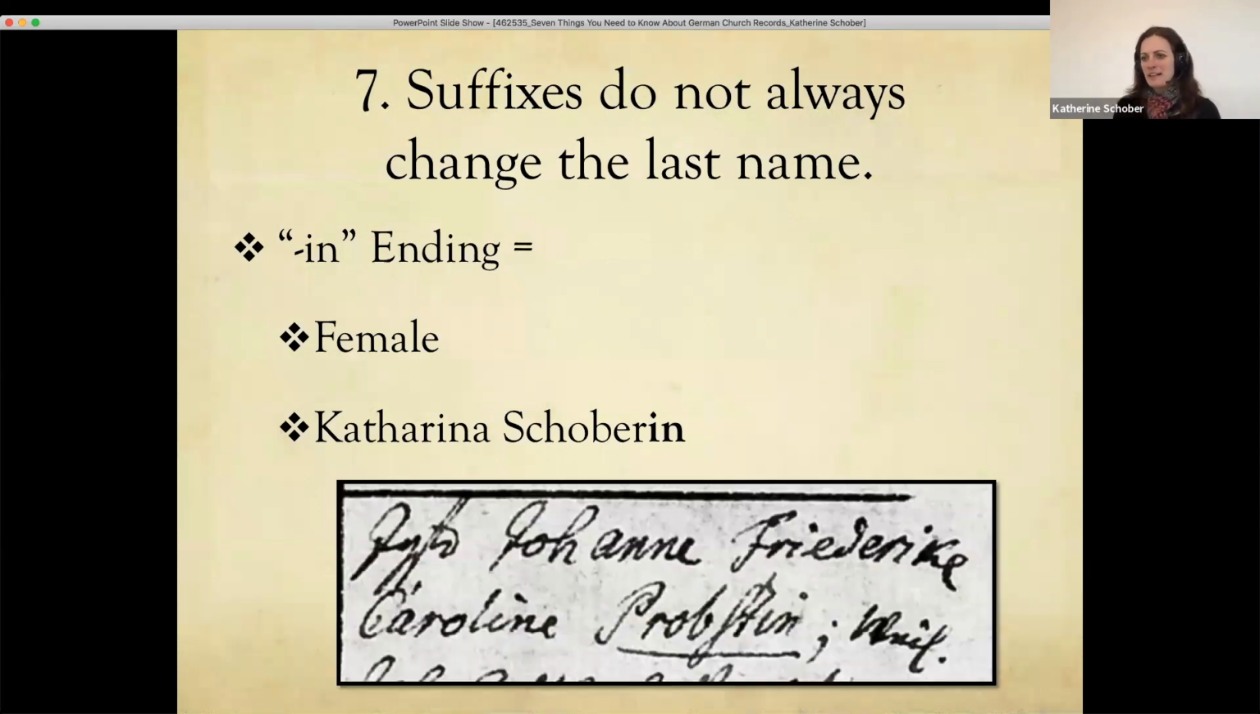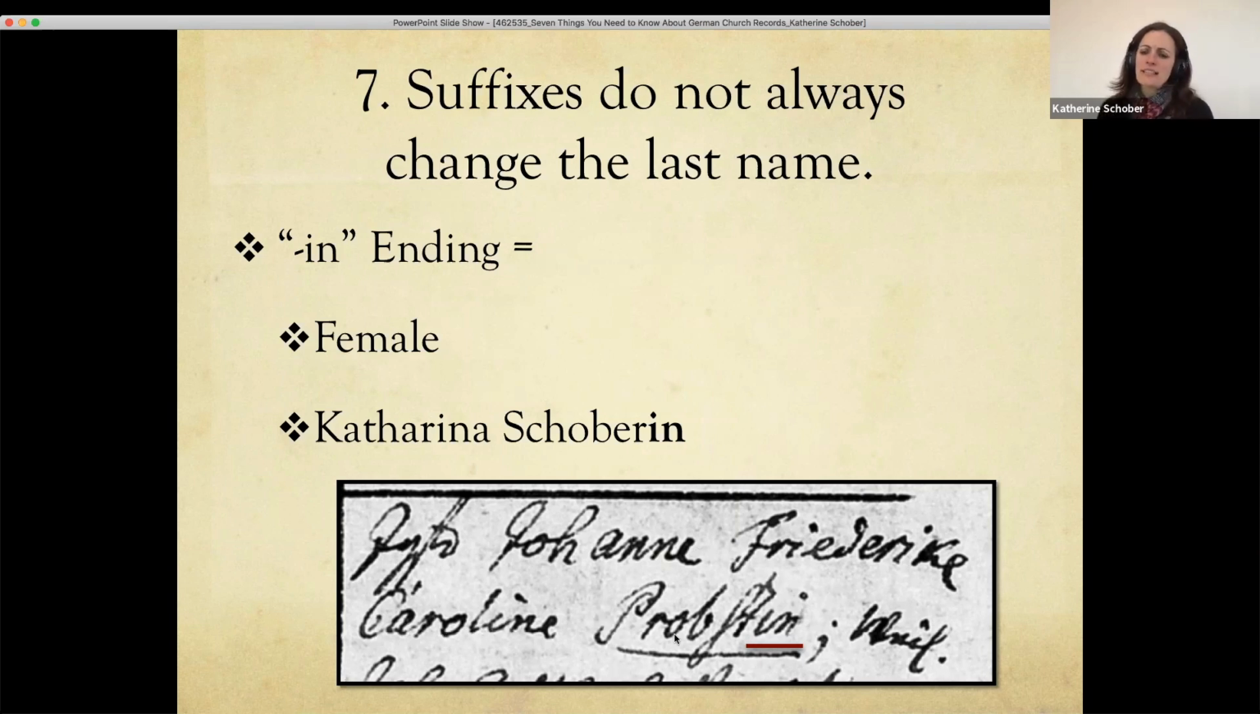So here is a record. We have a last name, and we have an IN on the end. So that last name is Probst in. So all that IN means is that this person, Carolina, is a female with the last name of Probst.